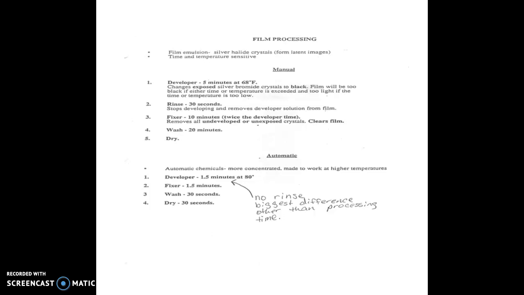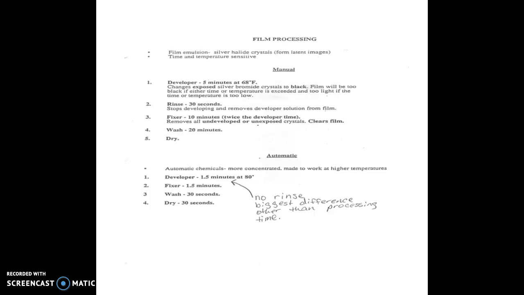And then you have a 30-second rinse. It goes through the fixer, which is the second chemical, for 10 minutes, and it's always twice as long for manual. So fixer for 10 minutes, and then a 20-minute wash, and then you have to let them dry or put them in a dryer.